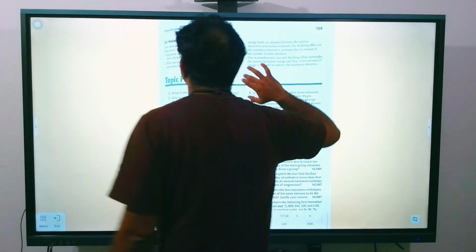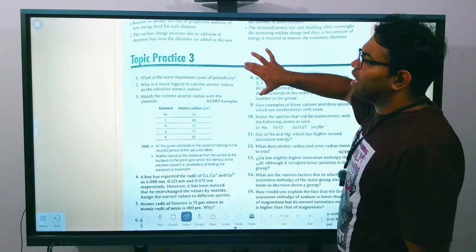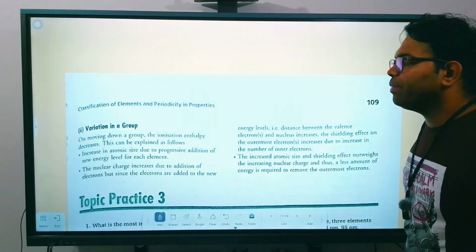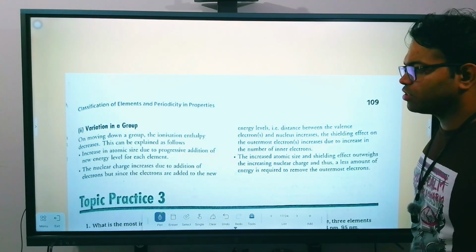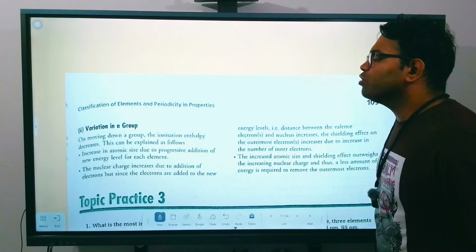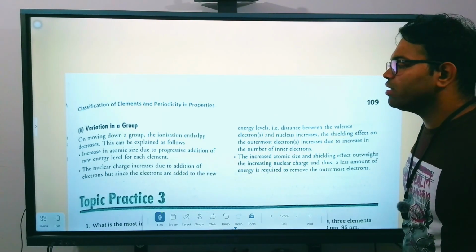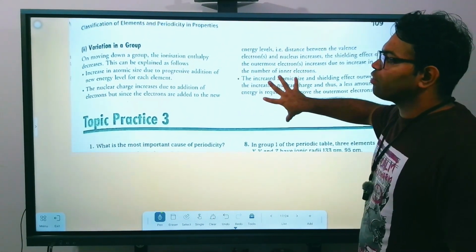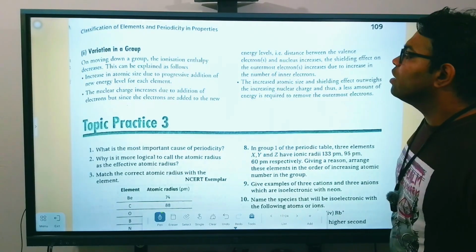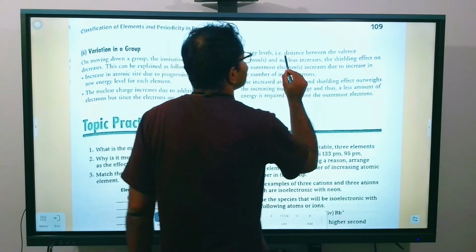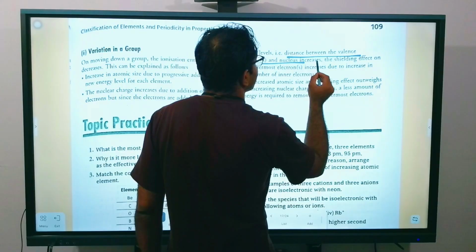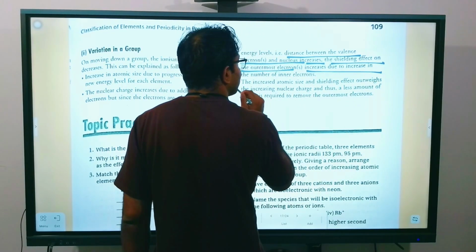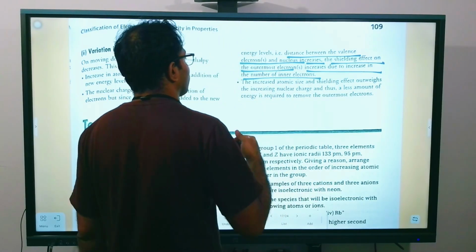Variation in a group. On moving down a group, the ionization enthalpy decreases. This can be explained as follows. There is an increase in atomic size due to the progressive addition of new energy levels for each element. The nuclear charge increases due to the addition of electrons, but since electrons are added to a new energy level, the distance between the valence electrons and the nucleus increases, and the shielding effect on the outermost electron increases due to the increase in the number of inner electrons.